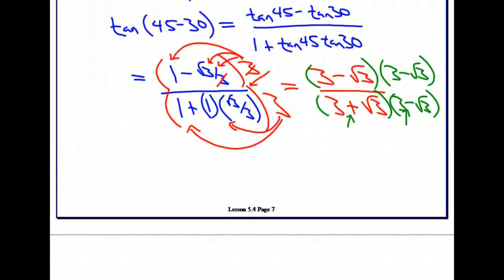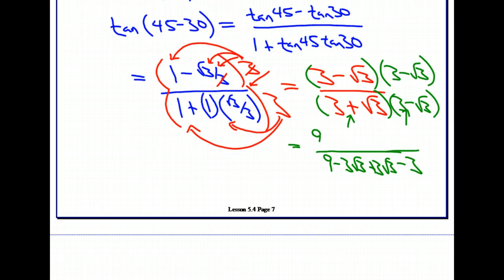All right, on the bottom, let's FOIL this out. First gives me 9. The outside gives me minus 3 root 3. The inside gives me plus 3 root 3. Look, they're going to cancel out. That was the whole point. And last, root 3 times root 3 is 3 with a negative sign. On the top, first gives me 9. Outside gives me 3 root 3 with a negative. Inside gives me 3 root 3 with a negative. And last gives me just a 3. Root 3 times root 3 is 3.